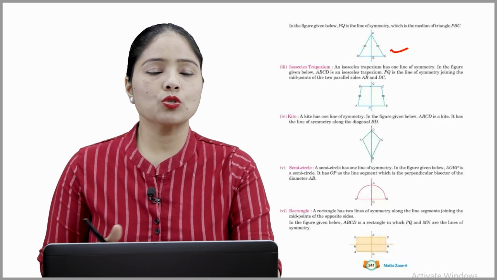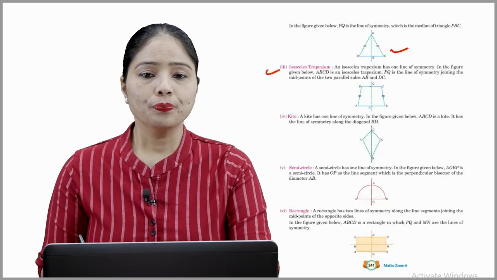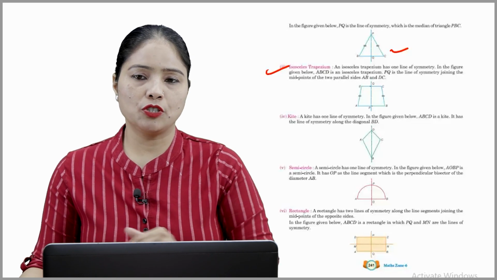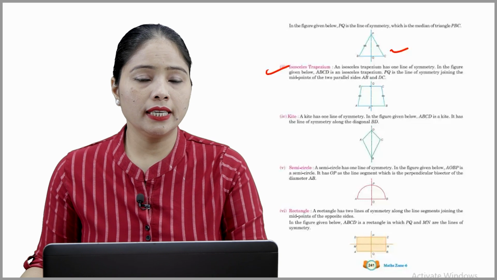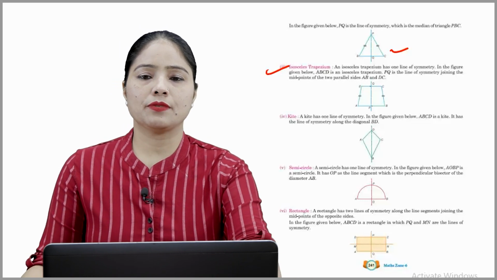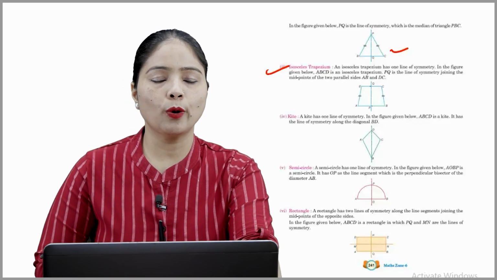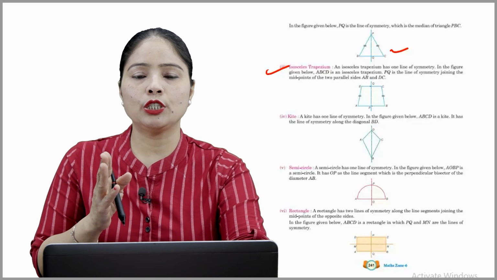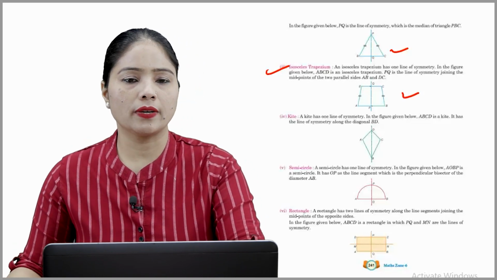Okay. Now after that comes the isosceles trapezium. So an isosceles trapezium has one line of symmetry. In the figures given below, ABCD is an isosceles trapezium. PQ is the line of symmetry joining the midpoints of the two parallel sides. AB is equal to DC. Okay, like this. This is the shape of that one.